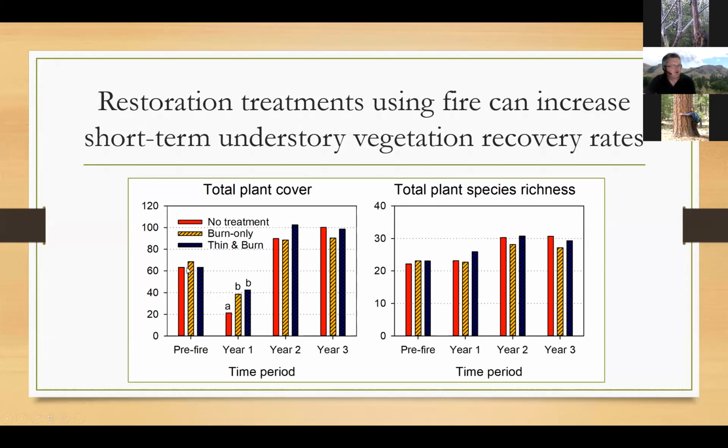So you can see, if we look at similar stands that didn't burn, they had just 60 to 70% plant cover. But in year 1, you can see that the burn only and the thin and burn stands had significantly more cover than the ones that hadn't been treated, almost double in some cases in year 1, though that evens out by year 2 and 3. And there's not really much difference in total plant species richness. I believe it's the burn treatments that basically pre-adapt the understory vegetation to fire.